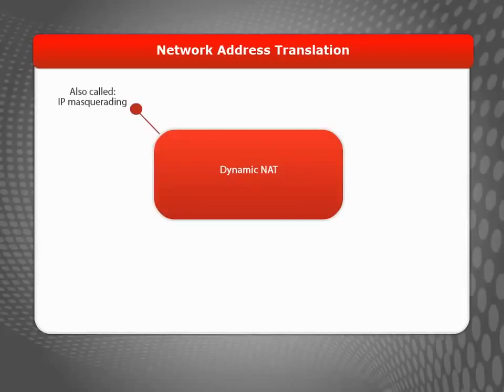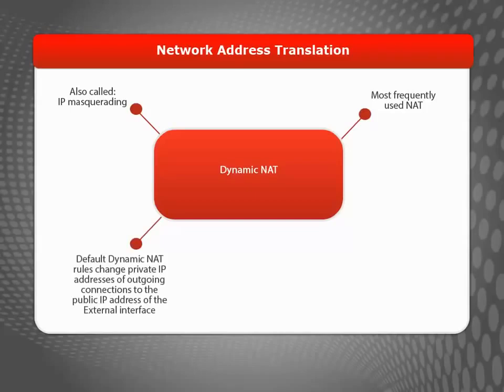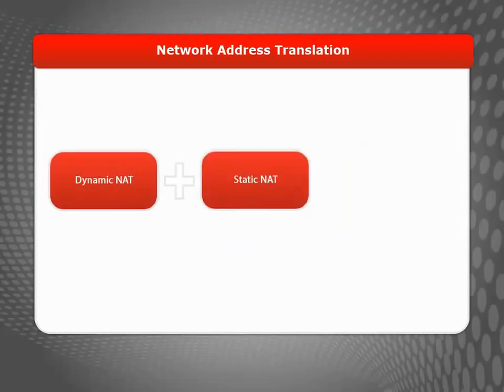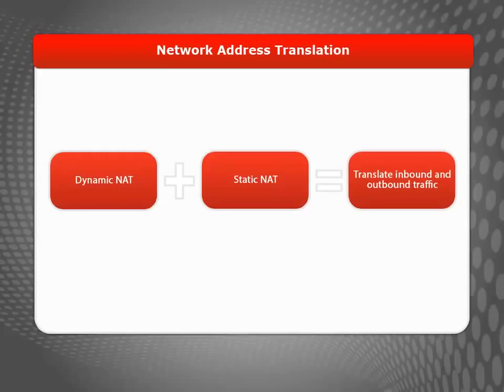Dynamic NAT, also known as IP masquerading, is the most frequently used type of NAT. Because, by default, the firewall's dynamic NAT rules change the private source IP address of any outgoing connection to the public IP address of the external interface, you might not even realize dynamic NAT is occurring. Dynamic NAT ensures that the responses to your user's outgoing connections return to where they originated on your network. Dynamic NAT is perfect for outbound connections initiated by client computers protected by your firewall. But it won't help you when you want to make servers available for inbound connections from any internet user. The combination of dynamic NAT and static NAT is powerful and allows you to translate both inbound and outbound connections.